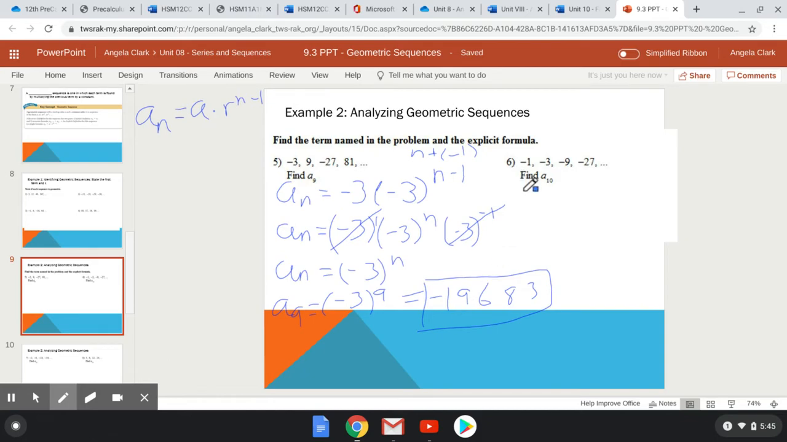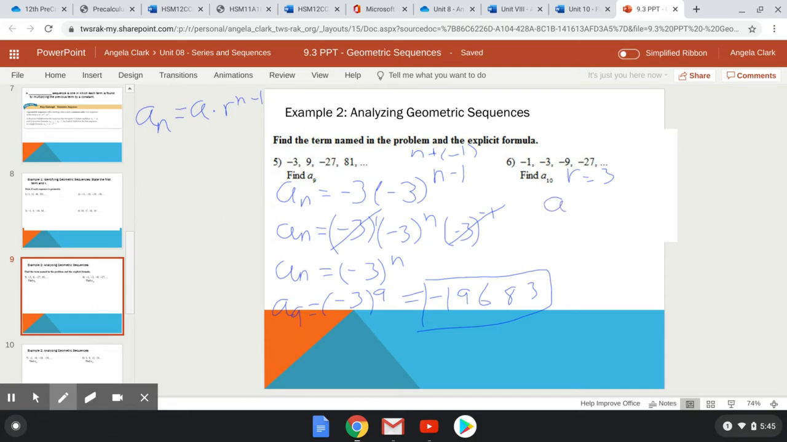Let's do number 6. For number 6, the first thing we need to ask ourselves is, what are we multiplying each one by to get to the next one? In this case, it's +3, right? -1 times +3 is -3. So again, here, the sign alternated each time, so our multiplier was negative. Here, the sign stays the same. It's negative, but it's always the same, so our multiplier is going to be positive. If the sign doesn't change, then the multiplier is positive. So the multiplier is going to be positive 3, so I'm going to write r equals 3 in this case.